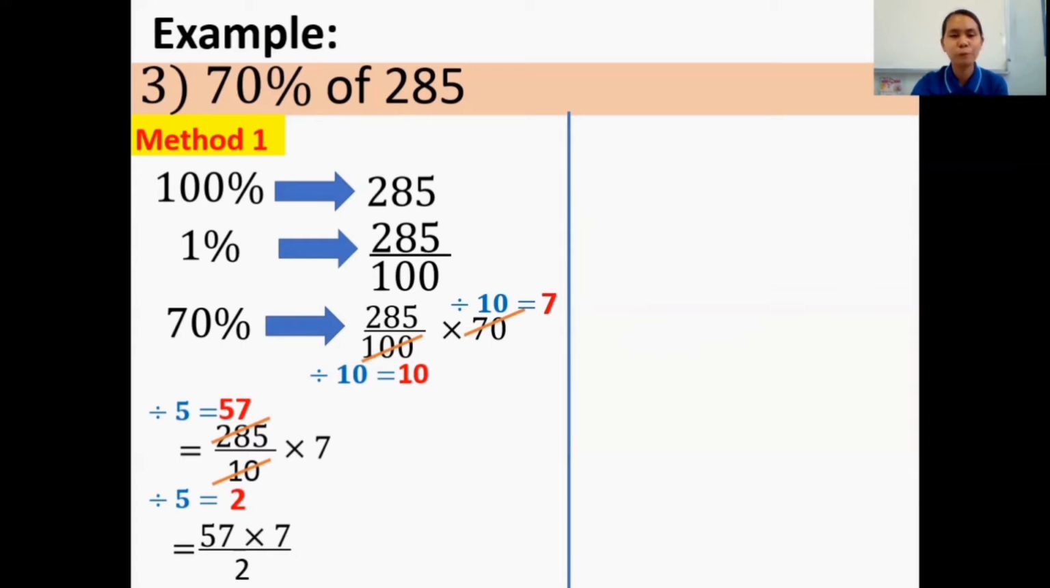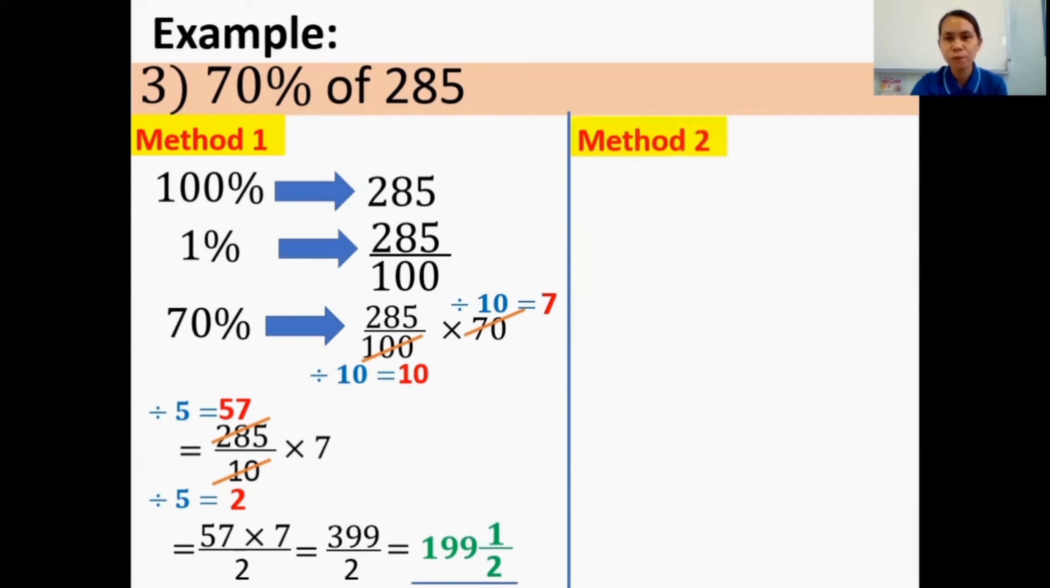From here, we will multiply first the numbers in the numerator. 57 times 7 over 2, we can get 399 over 2. Then using long division, 399 divided by 2 is equal to 199 and 1 over 2.